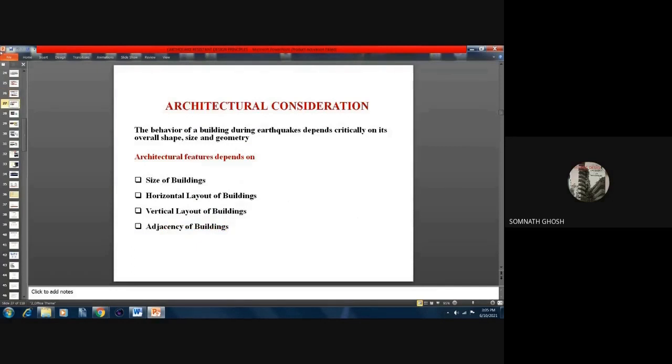Now see this architectural consideration in the overall size, shape, geometry, obviously size of the building, horizontal layout of the building, vertical layout, adjacency of the building. All these things are important. Adjacency of the building means what is the distance between two buildings. If they are very close to each other, what will happen? That is my point. So these are the basic aspects.